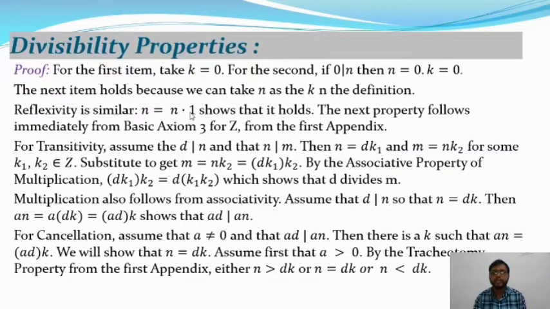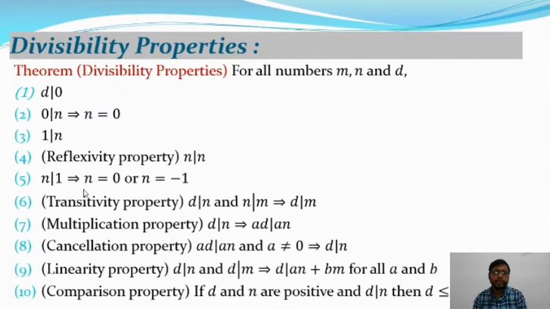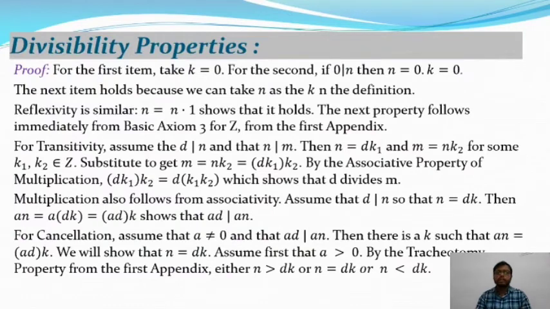Okay, so where 1 is any integer or any number. From the definition of divisibility we conclude that n divides 10, and this shows that it holds. The next property follows immediately from the basis axiom 3 for Z. So that means n divides 1 implies n is equal to 0 or n is equal to minus 1.